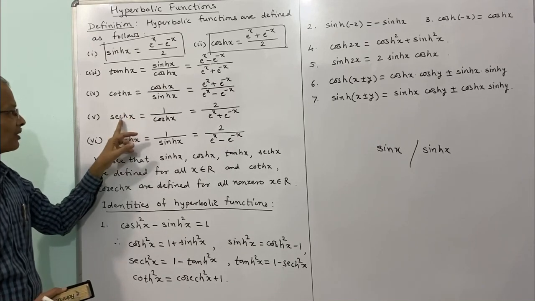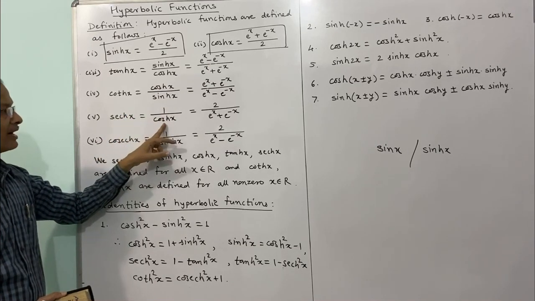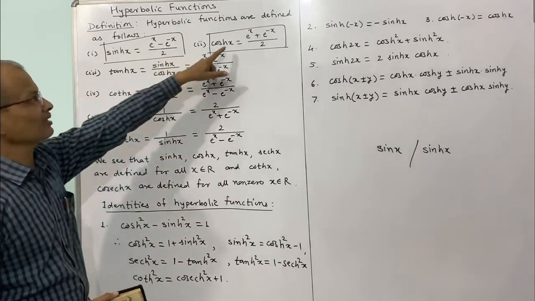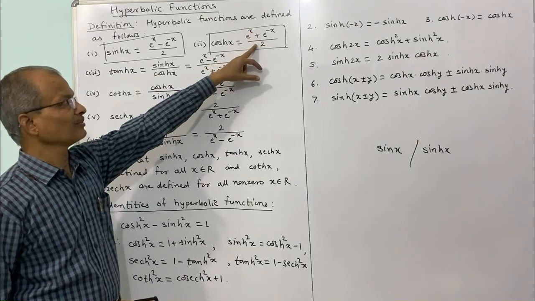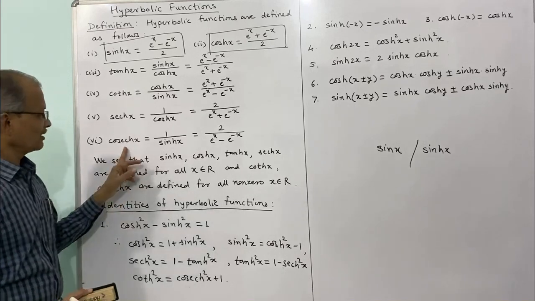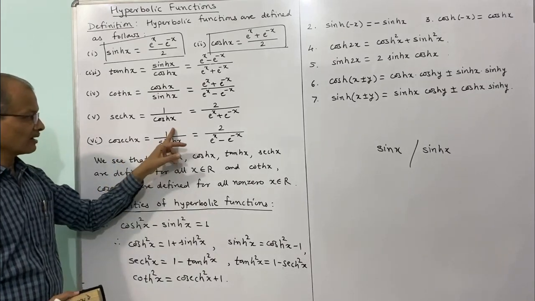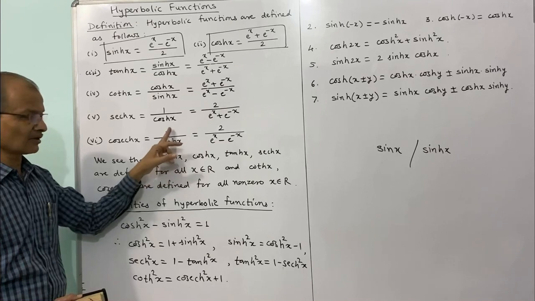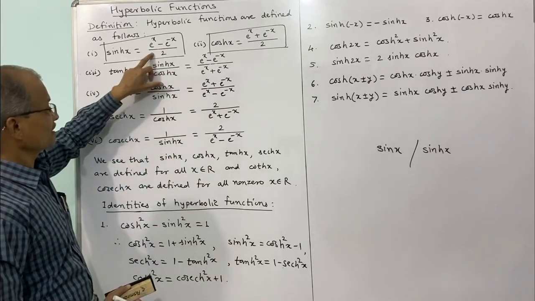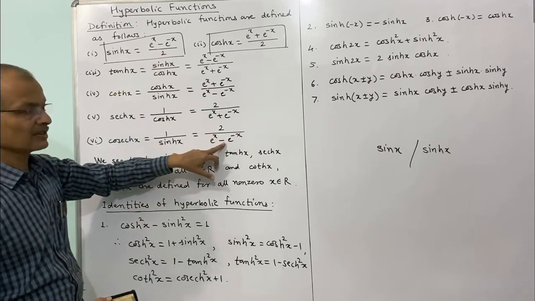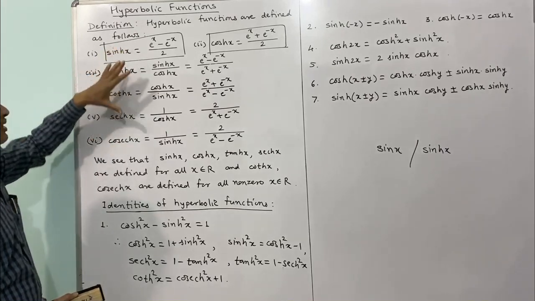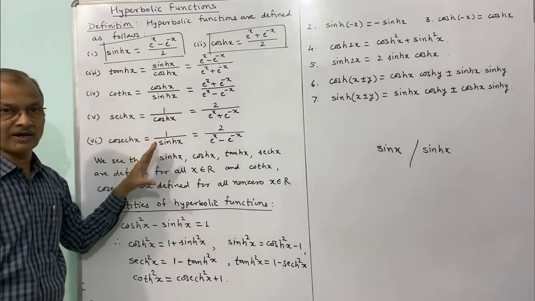So this is a definition for hyperbolic cot x. Now hyperbolic sec x is 1 divided by hyperbolic cos x, and that is the reciprocal of hyperbolic cos x. The reciprocal of this 2 is the numerator, and this function is at the denominator. And hyperbolic cosec x is the reciprocal of hyperbolic sin x, or 1 upon hyperbolic sin x, and this is the reciprocal of this, that is 2 divided by e to the power x minus e to the power negative x. So these are the 6 hyperbolic functions that we have defined.